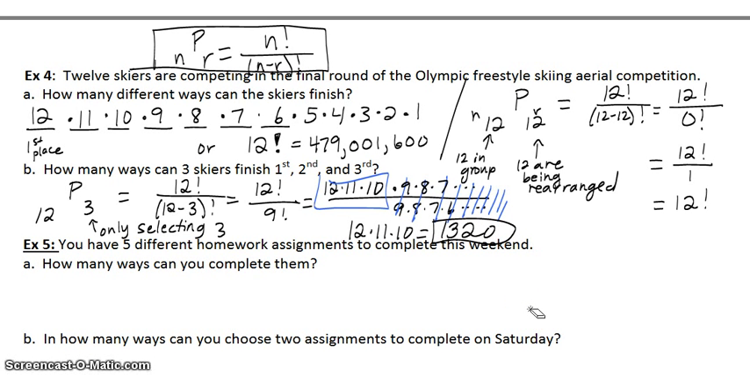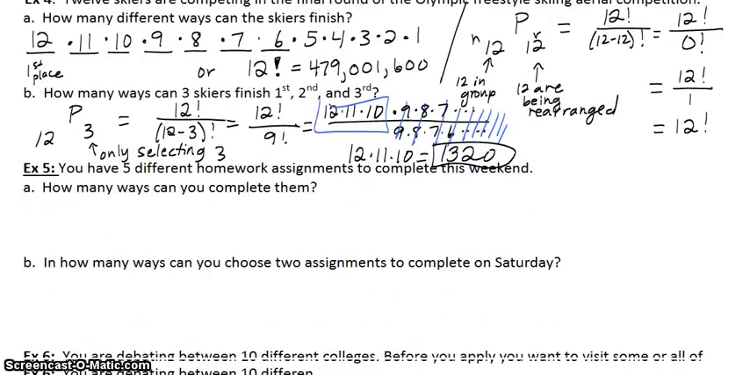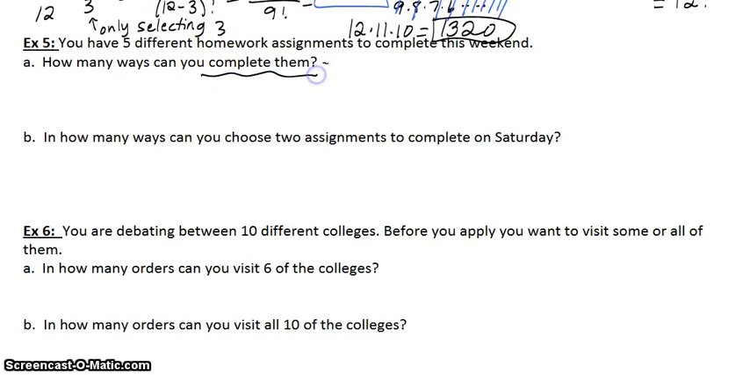Example 5. You have 5 different homework assignments to complete this weekend. The question is, how many ways can you complete them? When they say something like this, they're talking about us taking 5 assignments. I am going to select all 5 and rearrange them. Alternatively, if you look at part B, how many ways can you choose 2 assignments to complete on Saturday out of the 5 assignments, now I'm only selecting 2. So hopefully you see the difference. Here I'm rearranging all of them. Here I'm only going to select 2 of them and rearrange them.